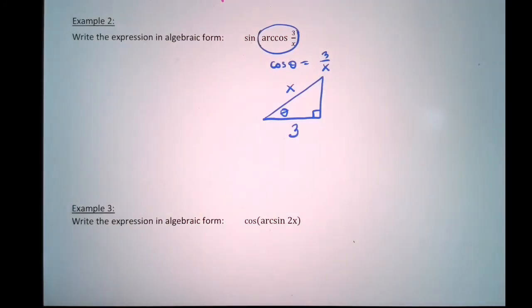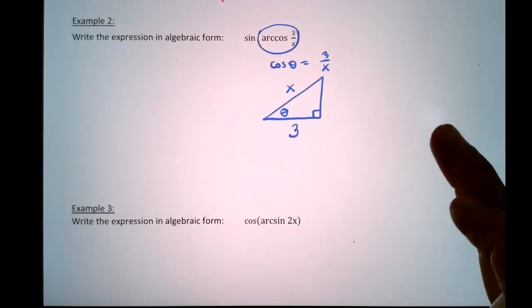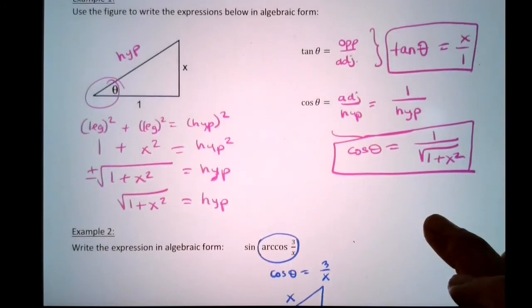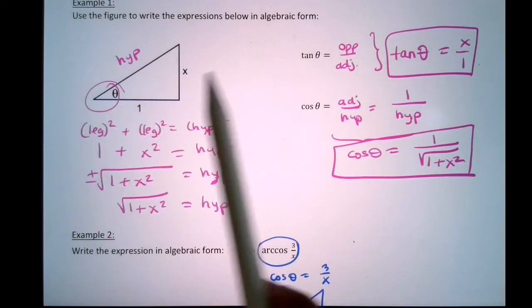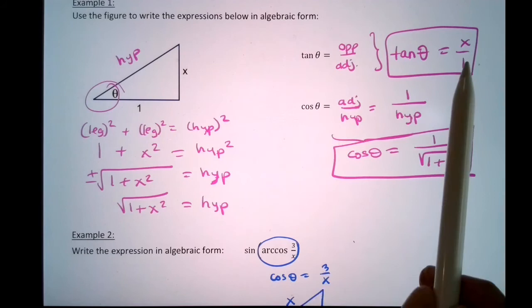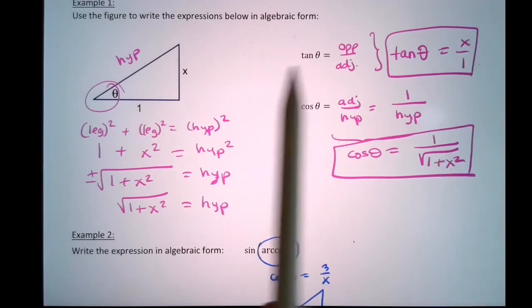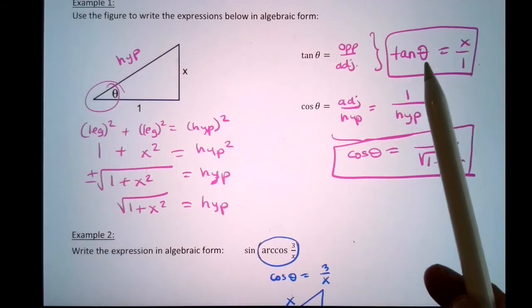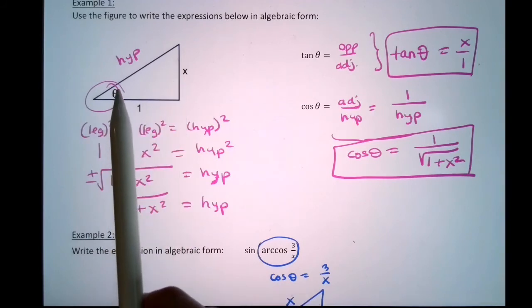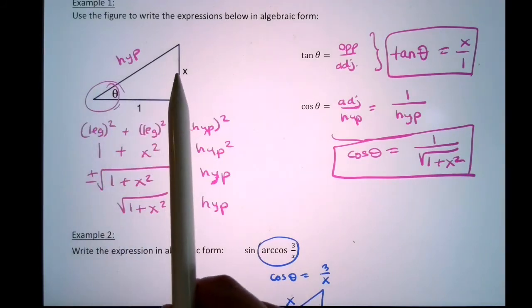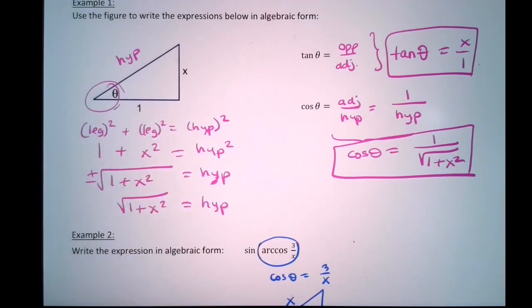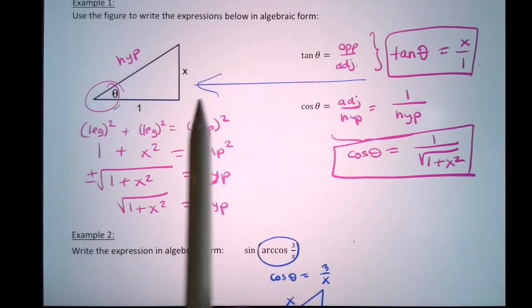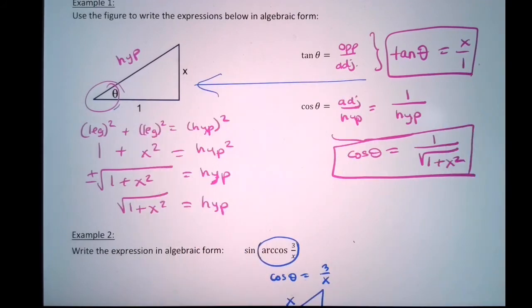You did it, right? And that's pretty much what this picture was in the last example, right? We had the picture and we wrote what the tangent was. The tangent was x over 1. But you could go backwards. Well, if the tangent of theta is x over 1, draw a triangle where theta is here and opposite is x and adjacent is 1. So I'm just going in this opposite direction from statement to picture instead of picture to statement. Okay?